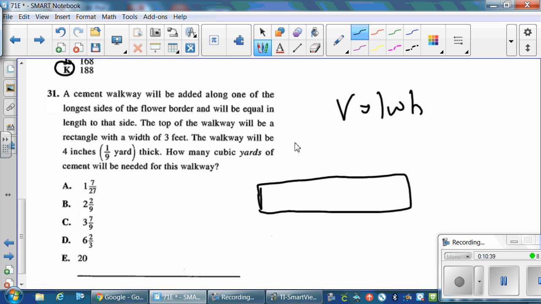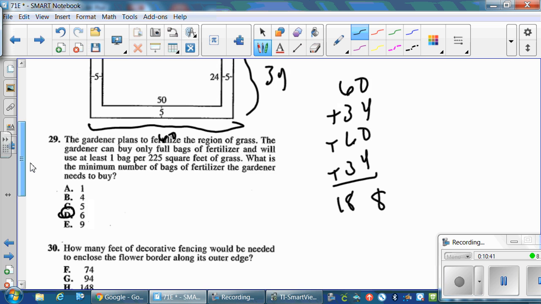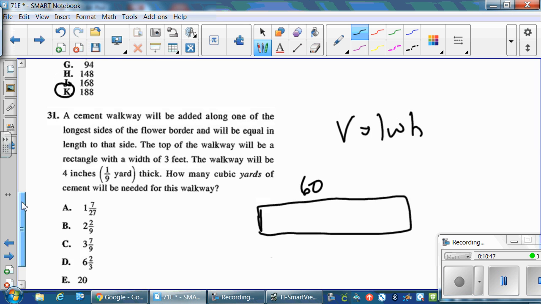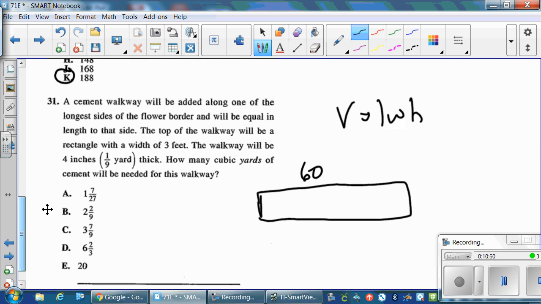This is, let's look back up here. The length of it is 60. They want 60, is it feet? I'm hoping. 60 feet. The width is going to be 3 feet. And it's 4 inches thick. We have to change that to feet. They say 1/9 of a yard, but if I'm doing feet here and feet here, actually they need cubic yards. So let's change this to yards. If this is 3 feet wide, this is 1 yard wide. 60 feet would be 20 yards. If you don't know that, there's 3 feet in a yard. So if there's 60 feet, then that's 20 yards.